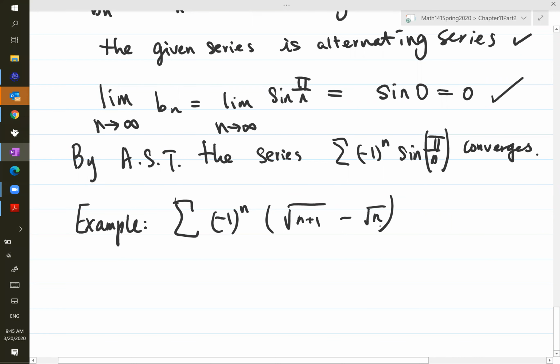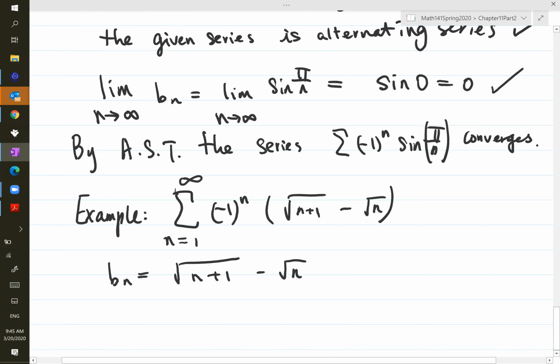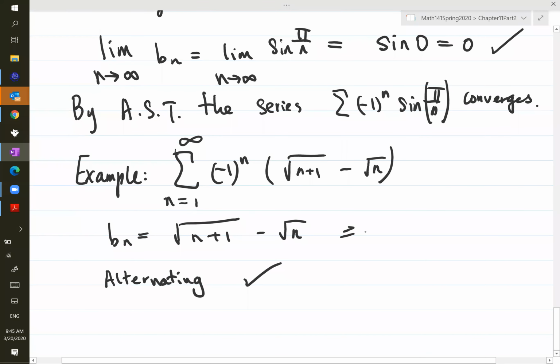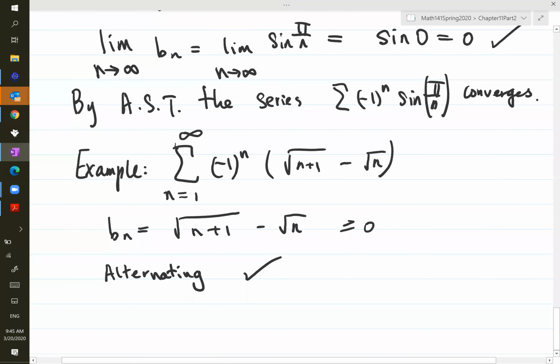The sum from n equals 1 to infinity. Here we have the alternating factor (-1)^n, and the term bn, which is the square root of n plus 1 minus the square root of n. First of all, bn is positive, and of course it's alternating. We check it's alternating, and bn is positive.